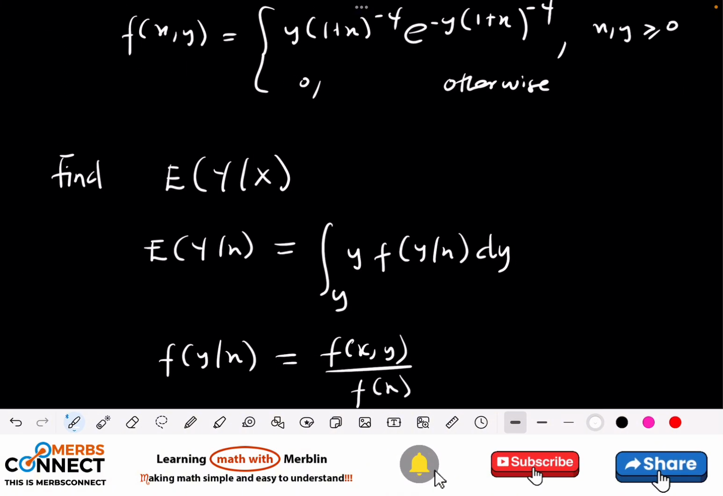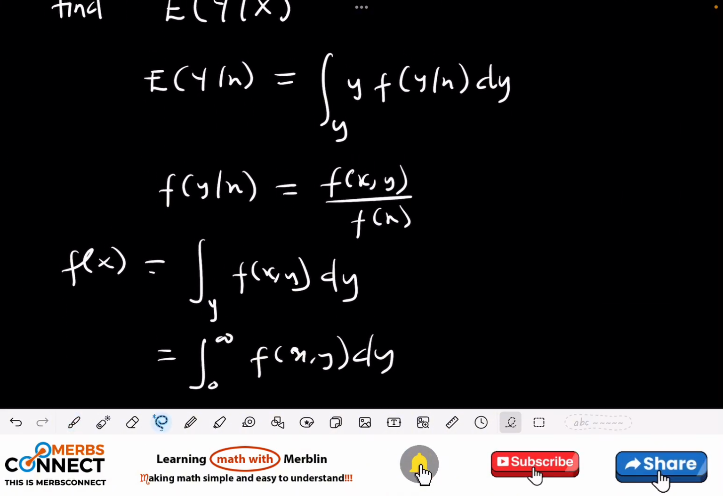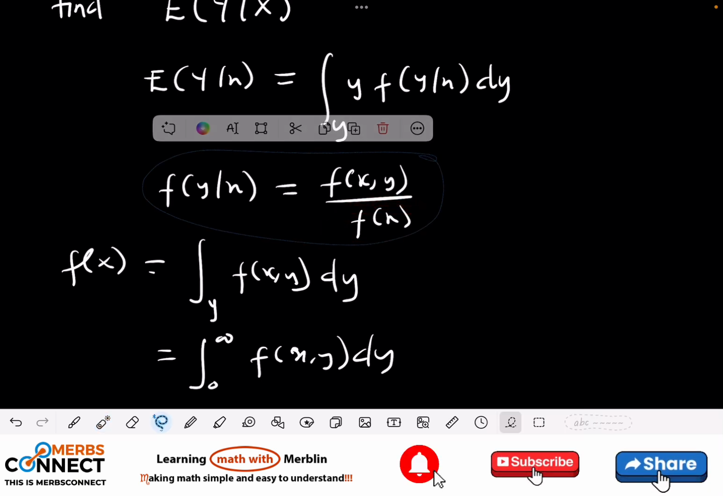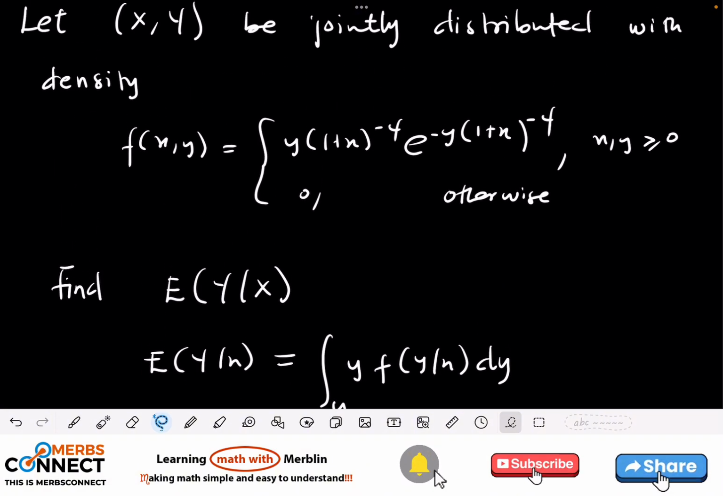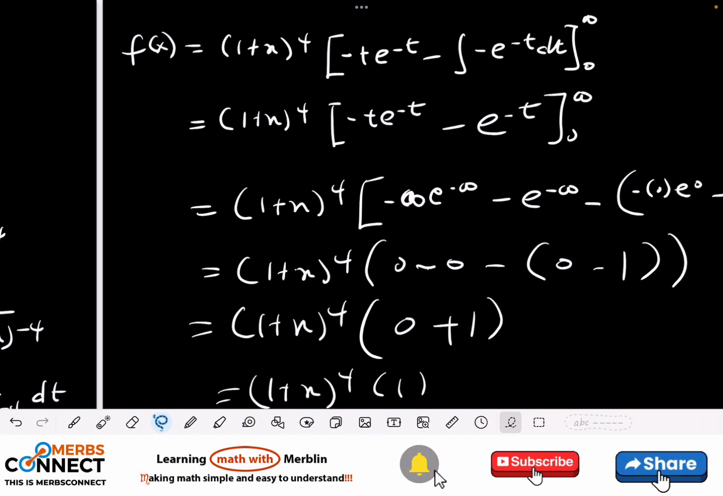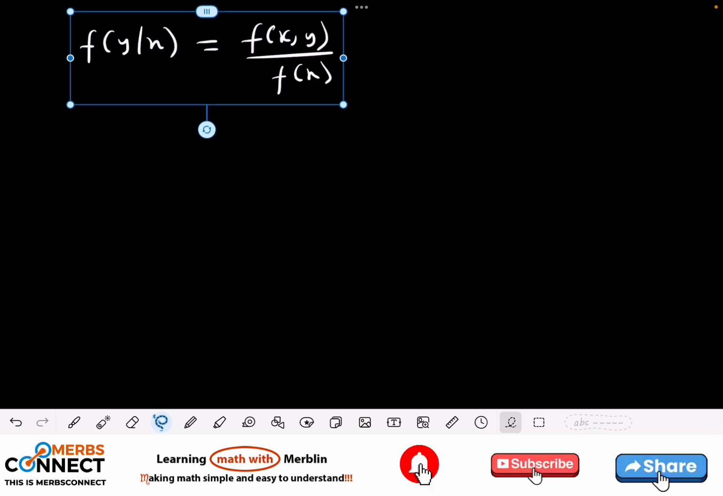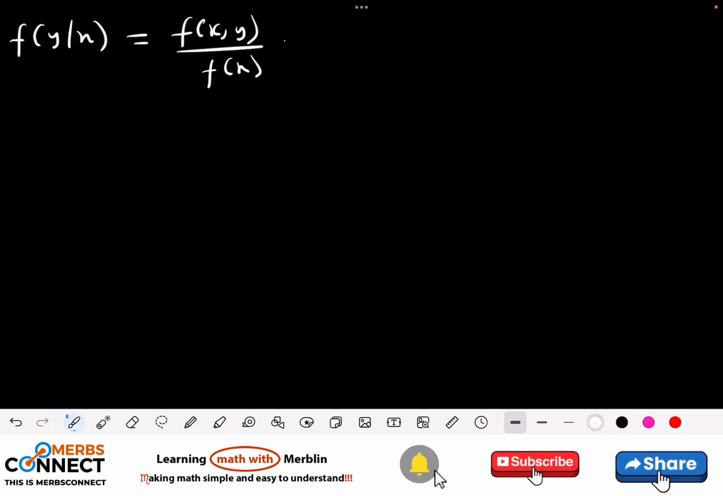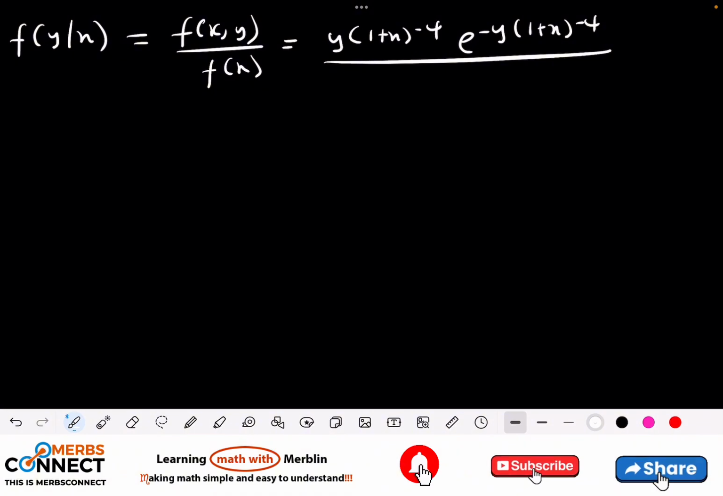So let's go back to where we started. We needed this f of x here, right? So let me copy this one here and let's go and paste it and continue from there. So now we know our joint function, we know our f of x. So now we can look for this function right here. Now our joint function is y times 1 plus x to the power minus 4, I think so, e to the power minus y times 1 plus x to the power minus 4, right? So this is our joint function, which we are going to divide by this.